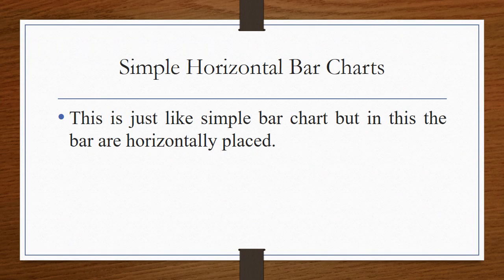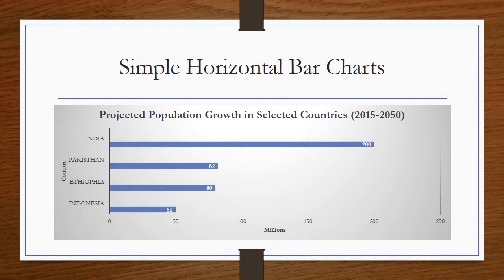Then coming to simple horizontal bar charts. This is just like a simple bar chart, but here the bars will be in a horizontal position. So we will see here, this is a simple horizontal bar chart. Here the bars will be in a horizontal placement. So the only difference between the simple bar chart and the horizontal bar chart is that the bars are in horizontal placement.